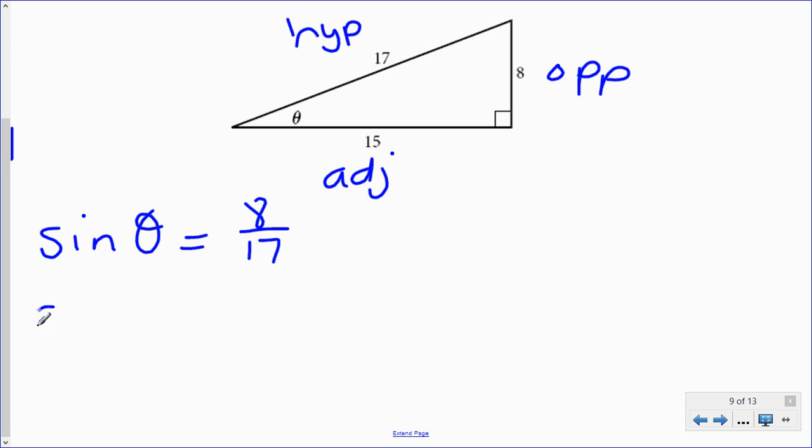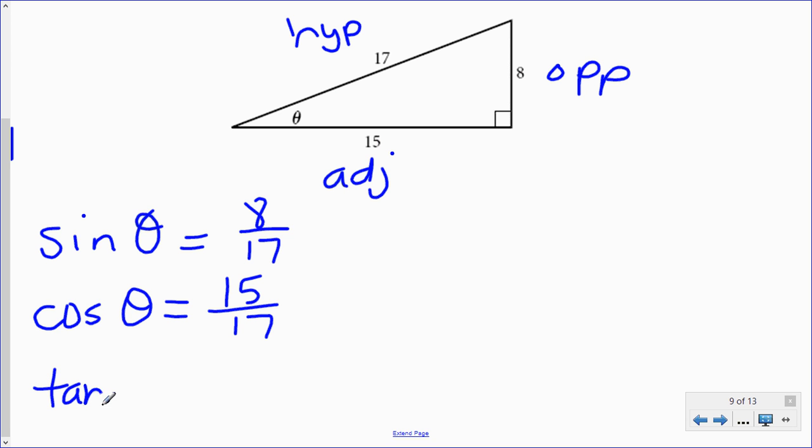All right, cosine of theta would equal, now cosine is adjacent over hypotenuse, so that would be 15 over 17. All right, third one is tangent of theta. Tangent is opposite over adjacent, so that would be 8 over 15. So you can see once you label the sides of the right triangle, these are pretty easy.